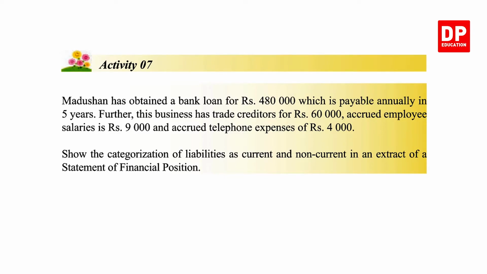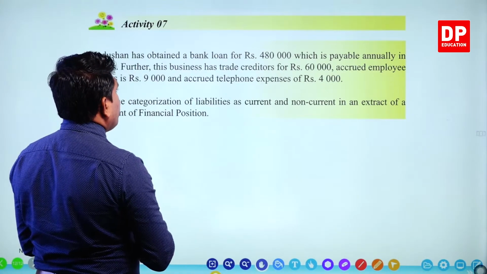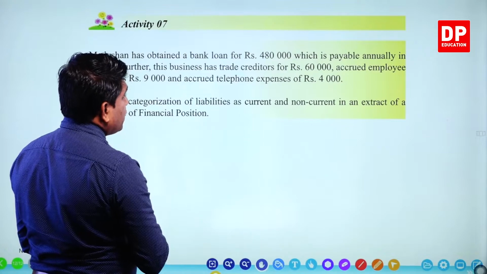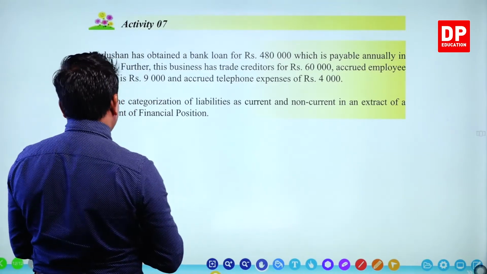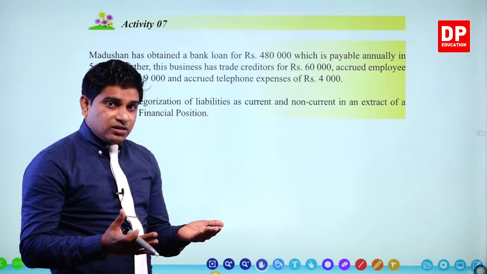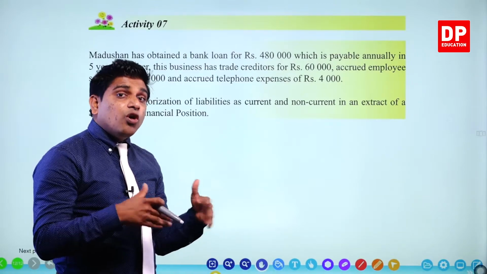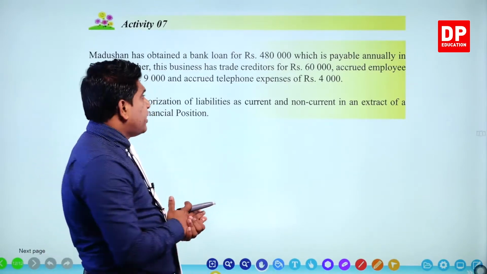Now activity 7, you can turn your textbook now. Everyone turn your textbook and do this question with me. It is activity 7. Madhushan has obtained a bank loan of 480,000 which is payable annually in 5 years, right? You can pay within 5 years, not less than 1 year. It is more than 1 year, non-current liability, right?